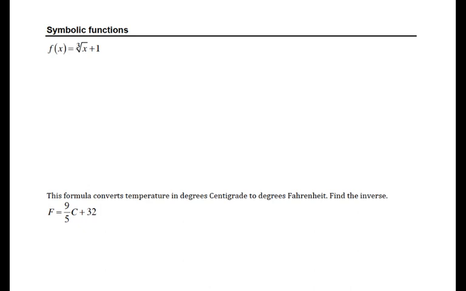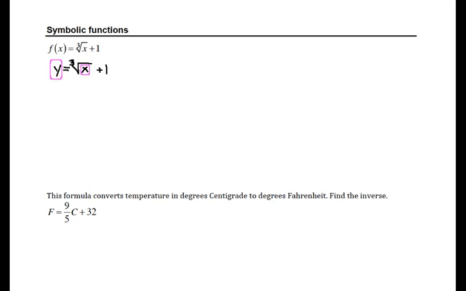To find the inverse of a symbolic function, we want to stay in keeping with the idea that we swap our input and output variable. In this first example, we can think of that as just being y equals the cube root of x plus 1, changing our f of x to a y. And since this is a generic xy sort of context, we can swap which is the input and which is the output variable by just changing their names.